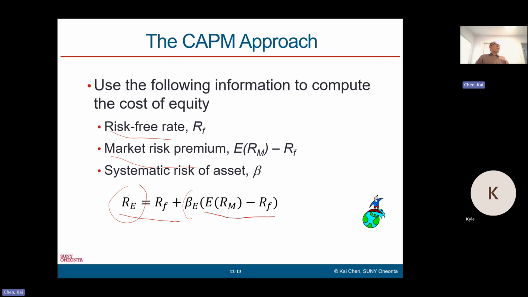Now in the real world, the risk-free rate can be observed, and the market portfolio's expected return can be estimated. The beta of equity, the systematic risk of an equity, can also be estimated, because these variables can be estimated with historical data. Then we can estimate the cost of equity.